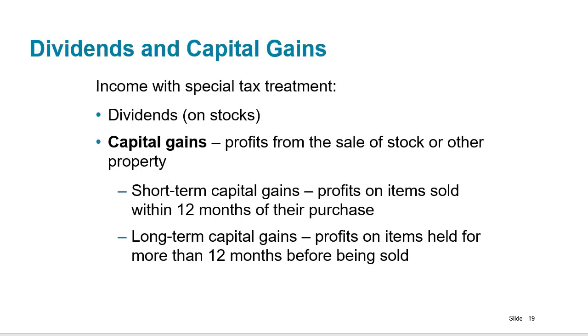Okay, dividends and capital gains. Capital gains are profits from sales of stock or other property. So if you sell a house, then you have to pay capital gains tax. Short-term capital gains are profits on items sold within 12 months of their purchase, and long-term are profits for things that you had for more than 12 months, and that includes things like houses and cars, and technically anything. If you sold a book for $5, you're supposed to report that, although nobody does, right? It's just for the big things.